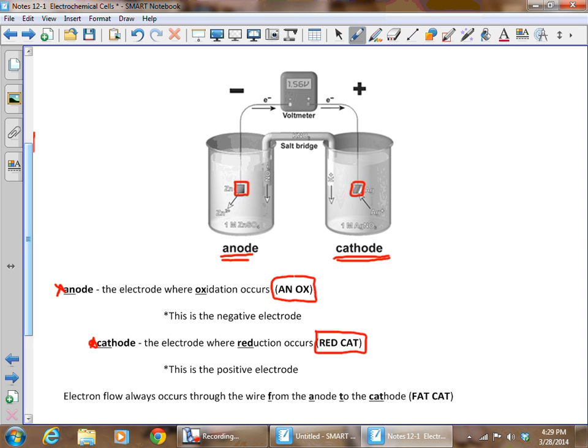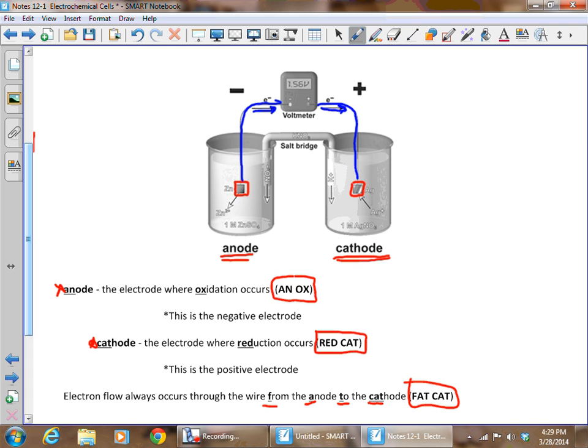And when we set up a chemical reaction in here, electrons always flow through the wire from the anode to the cathode. And we use fat cat to remember that, from the anode to the cathode. So if you look up here, we've got this wire attached from the anode, goes into a voltmeter, then the cathode, and that's the direction of electron flow, from the anode to the cathode.